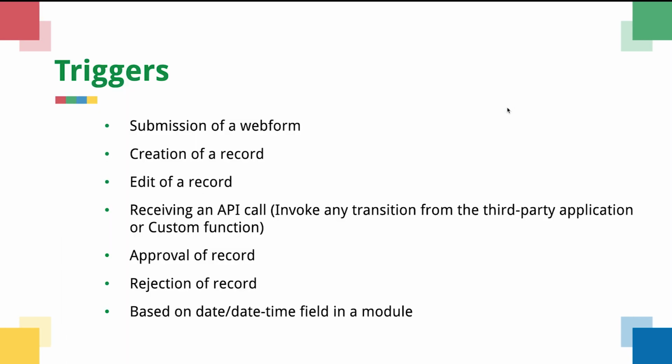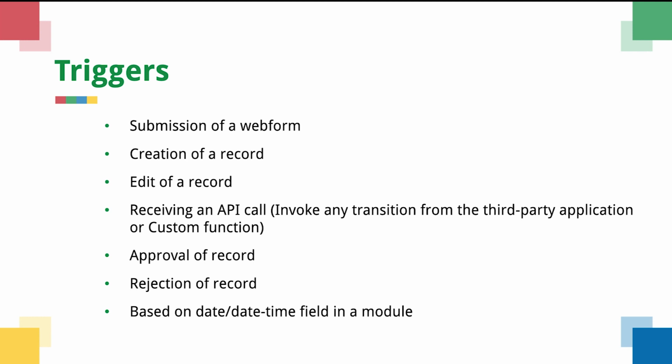You have triggers for submission of web form, for creation of record, edit of record, on receiving an API call. If you want to invoke any transition from a third-party application, you can select this option and copy the API URL provided by us. Also, you can mention the parameters that could be passed along with each API call. You get to select a maximum of 6 parameters here.